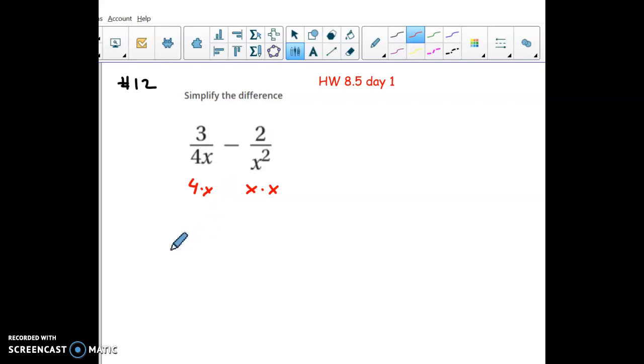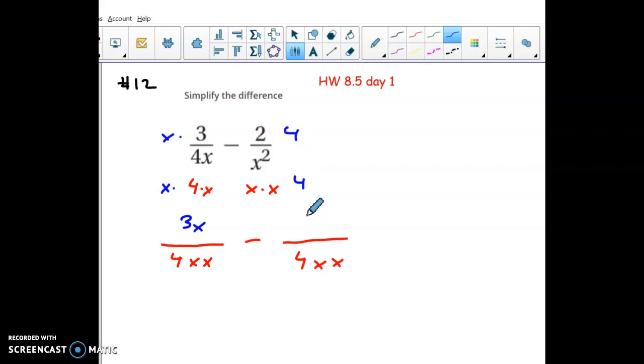So we sort of have to figure out what is missing. Our overall denominator has to have a 4 and 2 x's, because one of them has a 4 and one of them has 2 x's. So we need a 4 and x squared. Which means the one on the left needs 1 more times x, giving us 3x over 4x squared, or 4 times x times x. And then the second one just needs times 4, and so that would give us an 8 up top.